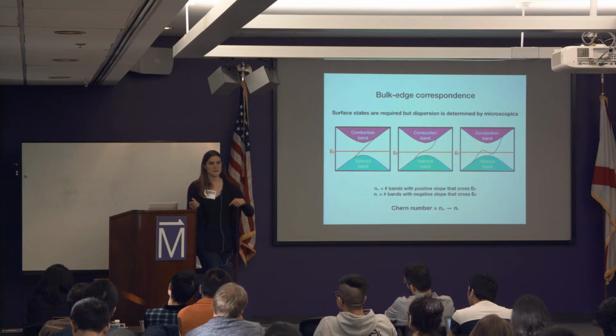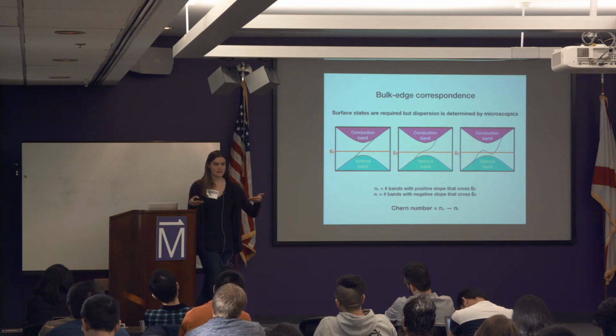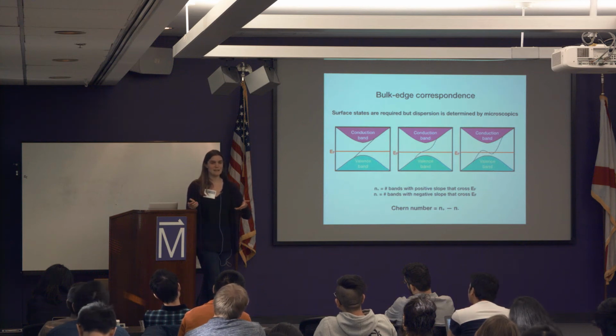So that's, I think in that language, a way that you can go between the bulk and the edge. Heuristically, there's also an argument, which is the thing I was saying: if you have integer invariants, the only way to have them change is to have the gap close, and therefore you need to have a state there. That sounds very heuristic, although it does sound logical, but you can make it more concrete by using this Jackiw-Rebbi way of computing edge states.